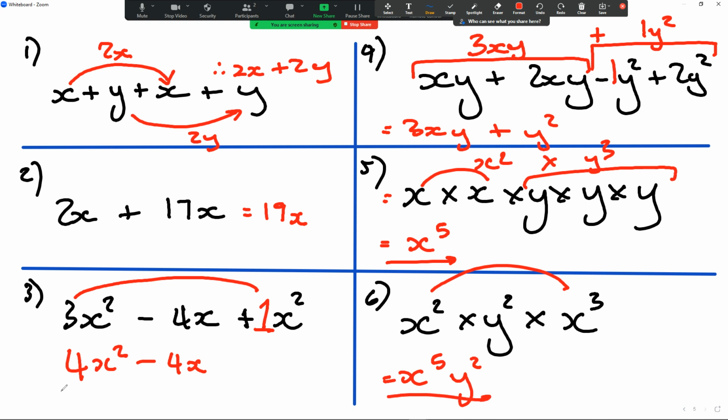All right, which one did you struggle with? Any one of these that you want to do more? 3 and 4. Okay.